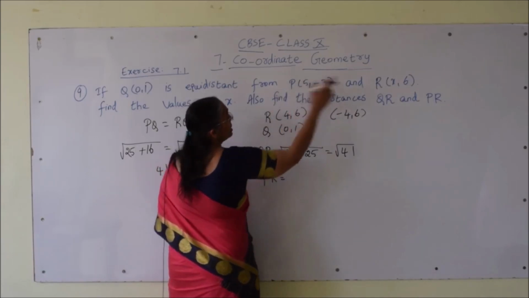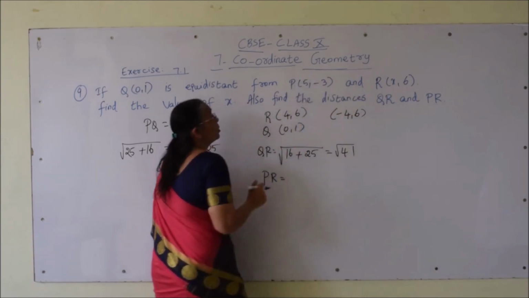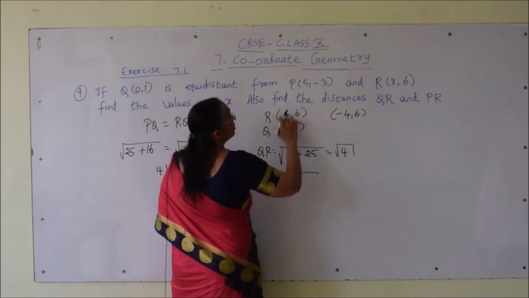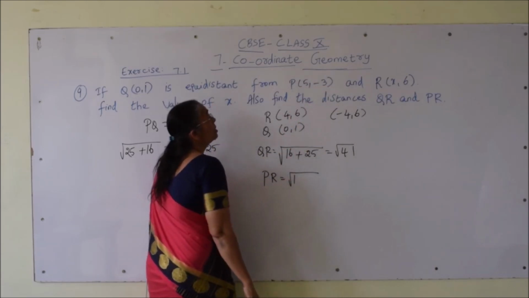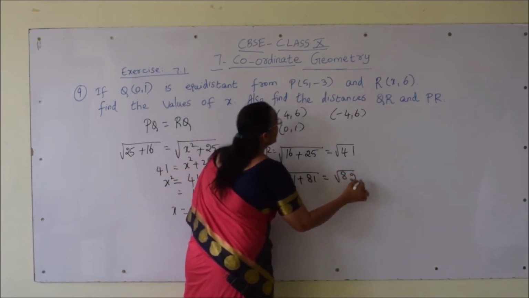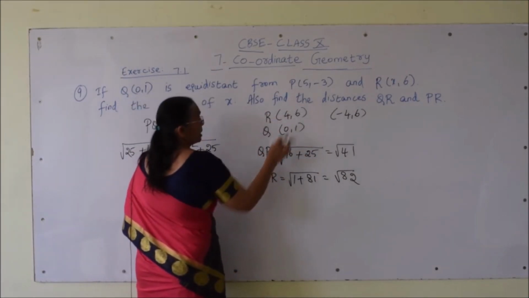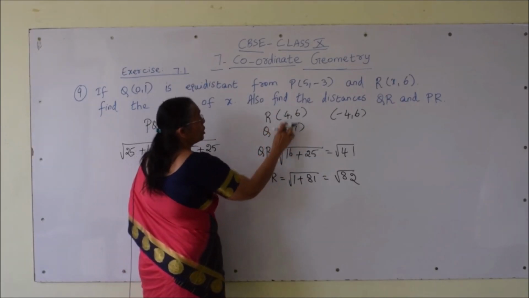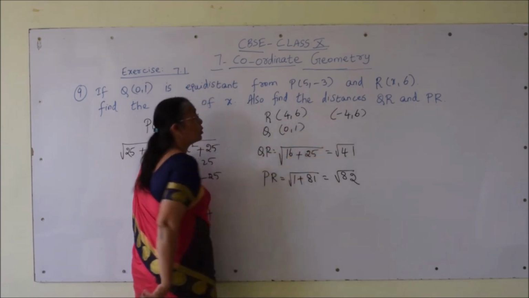Now, PR distance. The x value we got for r is here. (4 minus 5) whole square is 1. Next, 6 minus of minus 3 is 6 plus 3, which is 9, squared 81. So, root over 82. In QR, whether r is minus 4 or plus 4, we will get the same answer, because with plus 4, (0 minus 4) whole square is 16, and with minus 4 also, (0 minus of minus 4) plus 4 whole square is 16.